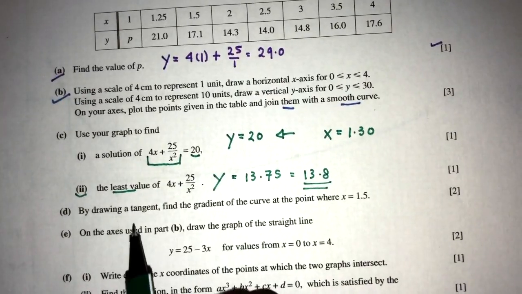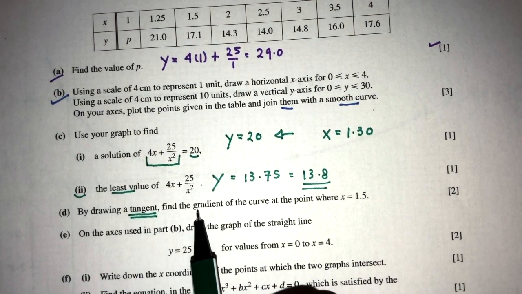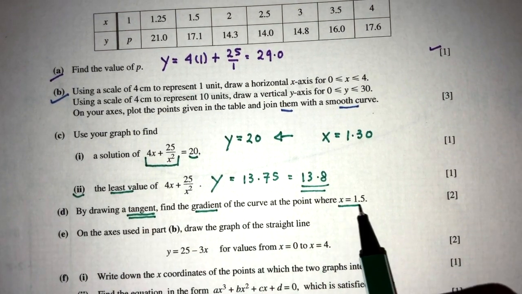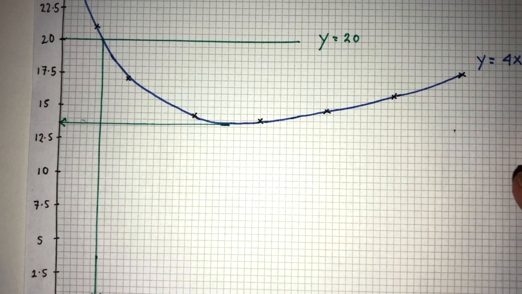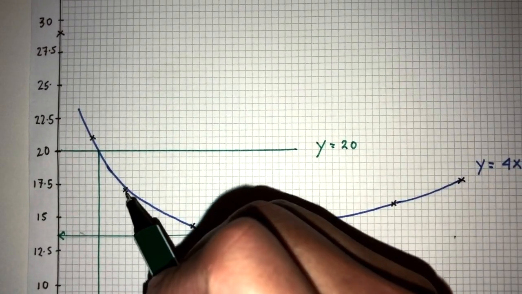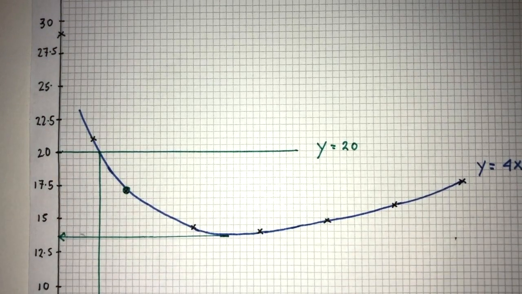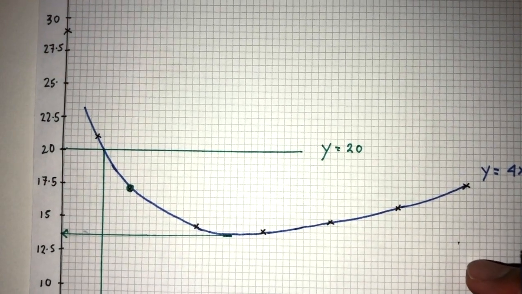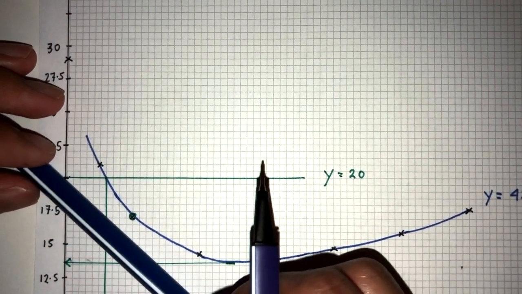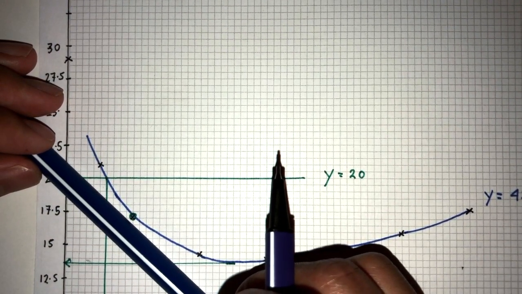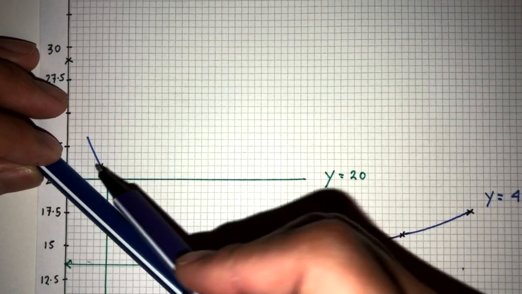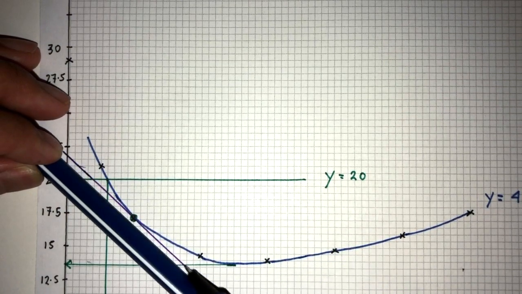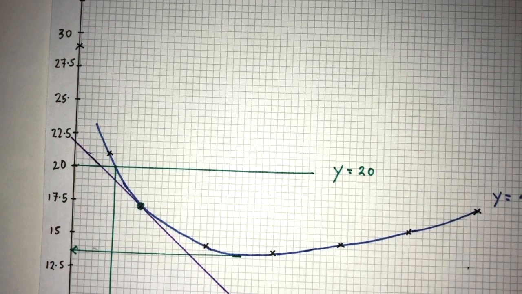Okay. Let's move on to part D of the question. By drawing a tangent, find the gradient of the curve at this point. So first, let's find the point. Point is x equal to 1.5. That will be 1 is here, 1.5 will be right here. So the point is this one. Now we have to draw a tangent at this point, so it means that we have to draw a line which touches the curve at this point only. So you have to draw a line which just touches this point. That's the main idea here. As you can see, that will be my line. So this is the tangent that I've drawn.